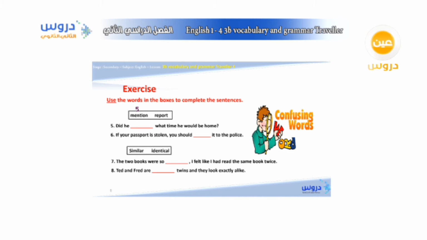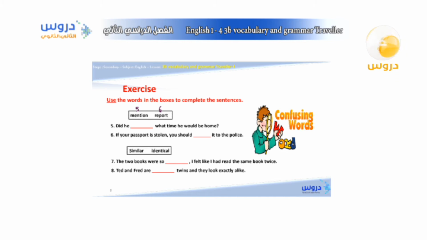And number 6, if your passport is stolen, you should report it to the police. So report for number 6. To report something, it means you have an official paper where you go report it to the police, you can report it to the school, to any official department of the government. So did he mention what time he could be home? It means did he say what time he could be home? If your passport is stolen, you should report it to the police.